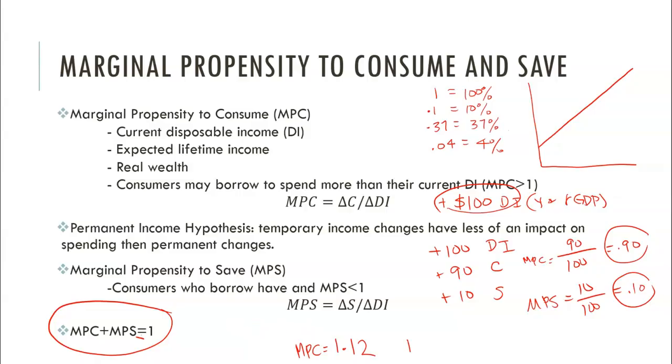What does that mean for our saving rate? Well, it means we have a dis-saving rate. So our marginal propensity to save has to be negative 0.12, because when we add these two together, it has to always equal 1. If we have dis-saving, negative saving, it's going to be equal to whatever that extra consumption is. If we have a marginal propensity to consume of 0.7, then our marginal propensity to save must be 0.3, because when we add these together, they have to equal 1. It has to equal 100%.